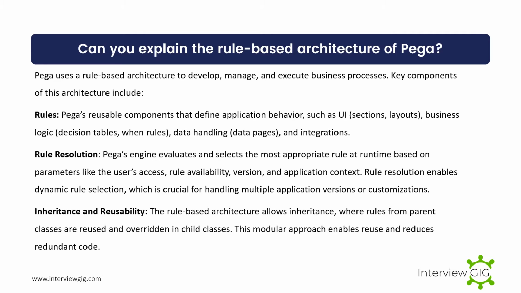Pega's engine evaluates and selects the most appropriate rule at runtime based on parameters like the user's access, rule availability, version, and application context. Rule resolution enables dynamic rule selection, which is crucial for handling multiple application versions or customizations. Inheritance and reusability. The rule-based architecture allows inheritance, where rules from parent classes are reused and overridden in child classes. This modular approach enables reuse and reduces redundant code.